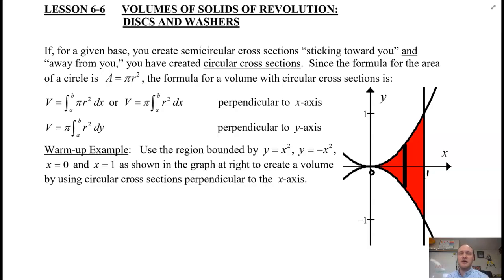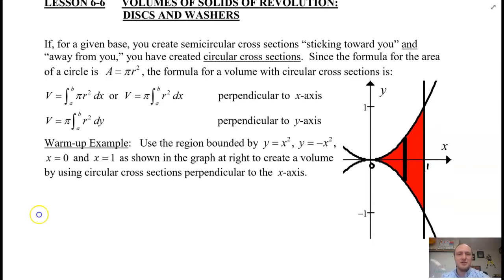It says, if for a given base you create a semicircular cross-section, one sticking towards you and then also one sticking away from you, that would actually be a circular cross-section. And since the formula for the area of a circle is pi r squared, the volume for a circular cross-section is the integral from a to b of pi r squared, right? That's your cross-section as a circle, times dx, which is your width. Now, if we're integrating perpendicular to the y-axis, it would be with dy, but most of the examples will be with the x-axis, and you might have some with the y-axis.